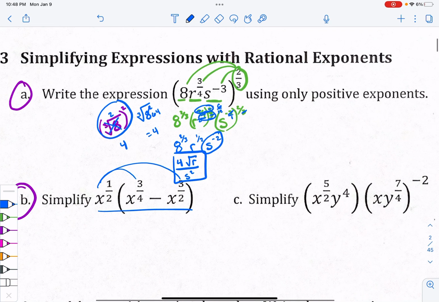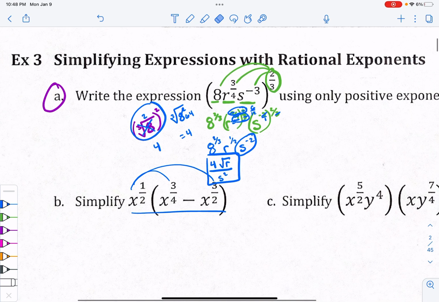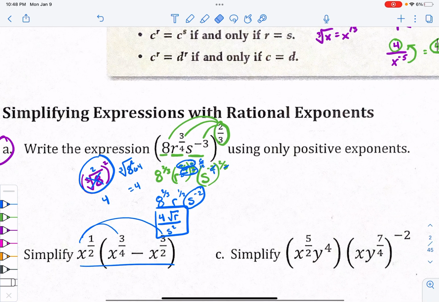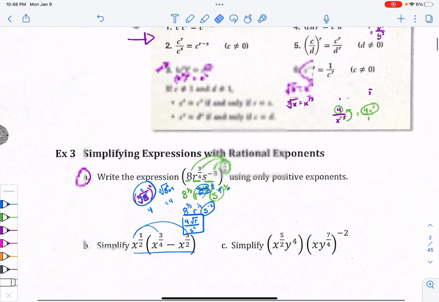Why don't we stop there, okay? Instead of doing B, we'll save B for tomorrow. So there you go. That gets you through A. If any of those examples I went through too fast, please pause and go back to them.